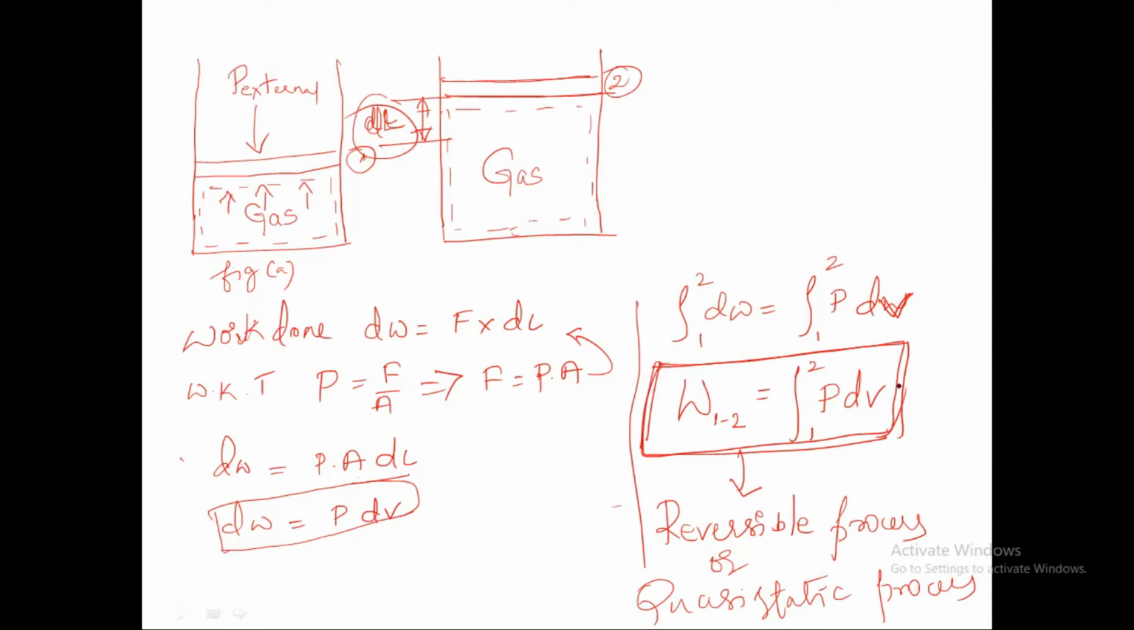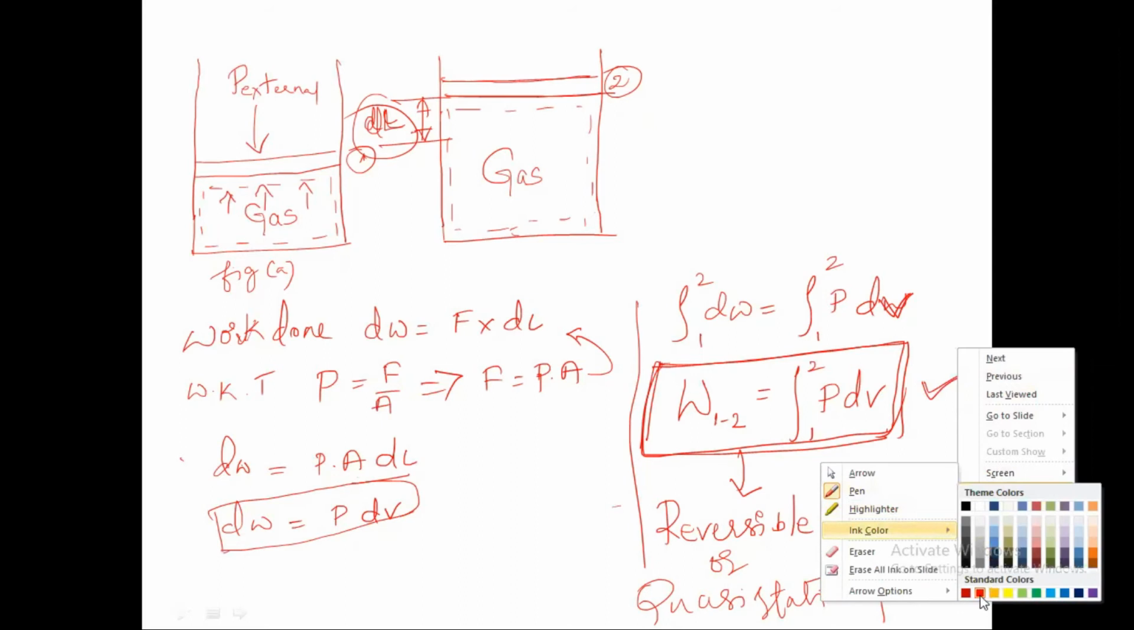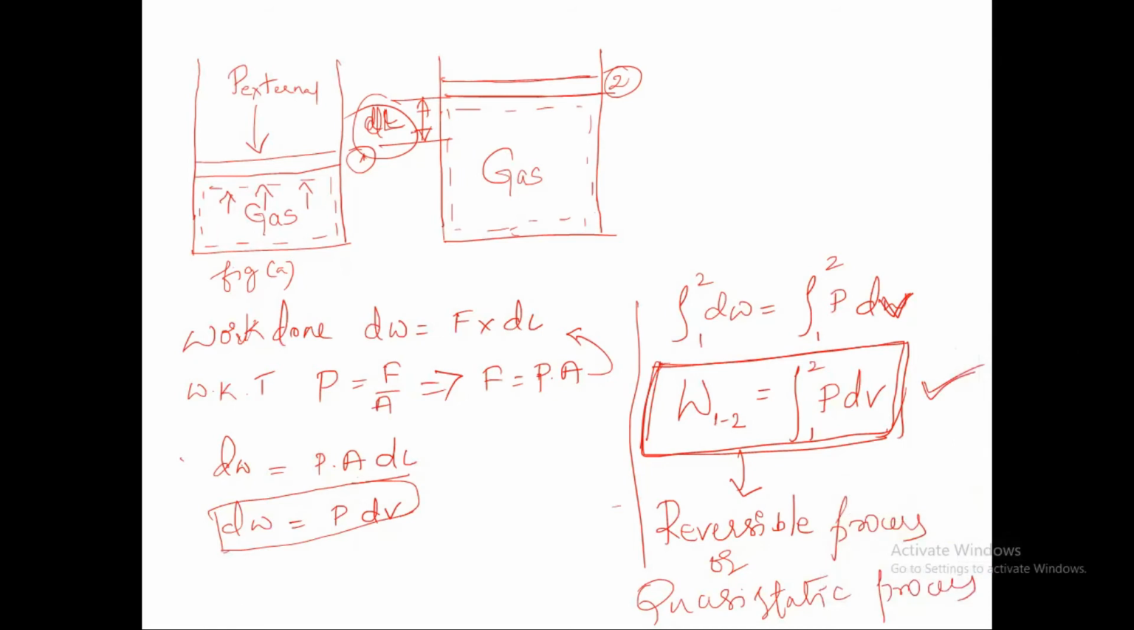W1 to 2 is integral 1 to 2 PdV. This is the work expression. Very important, this one. You can remember this, W1 to 2 integral 1 to 2 PdV. This is W1 to 2 integral PdV. Very important expression.